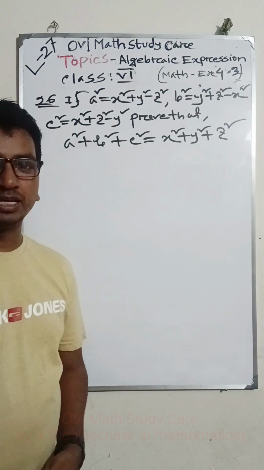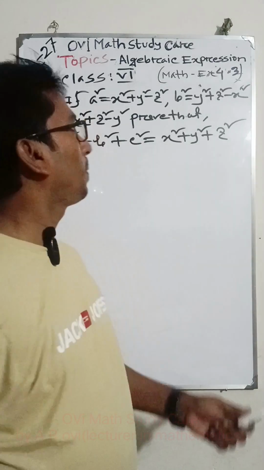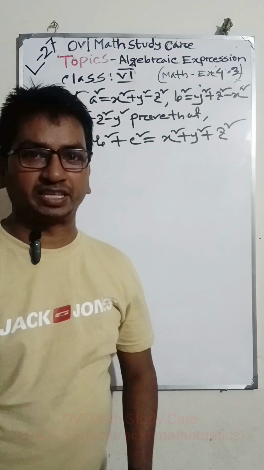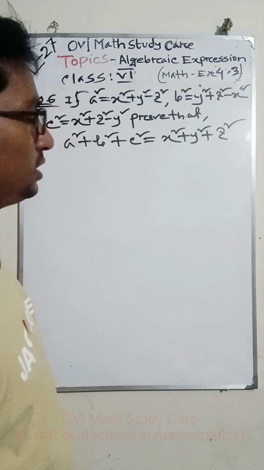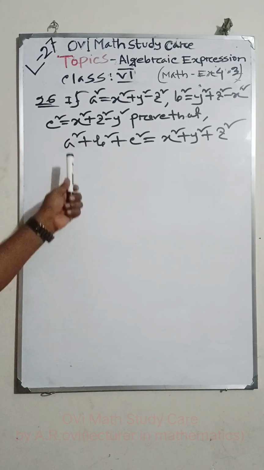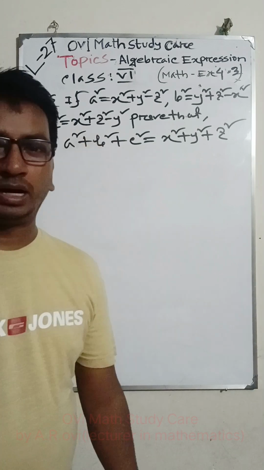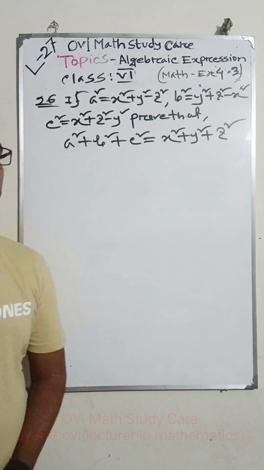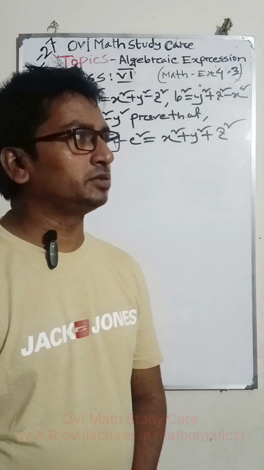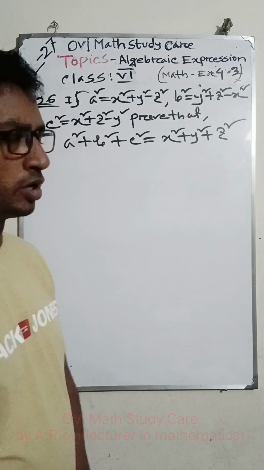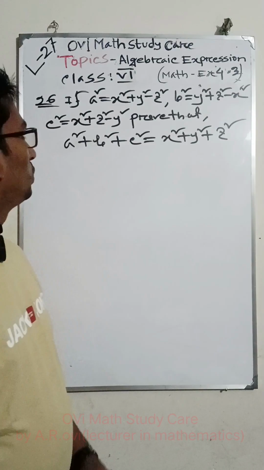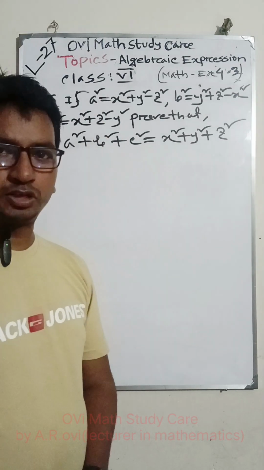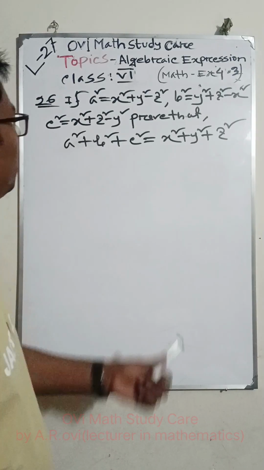Dear students, in the previous class we discussed algebraic expressions in chapter 4.3, class 6 English version. We discussed some rules and regulations, and some theoretical and short questions. Now today we discuss some proof-type questions.